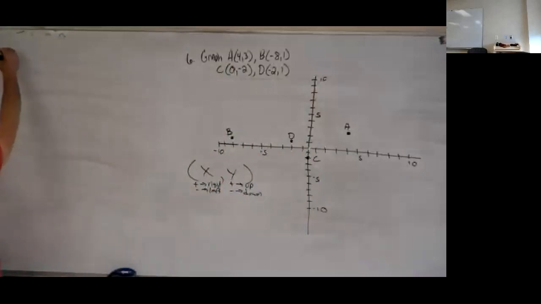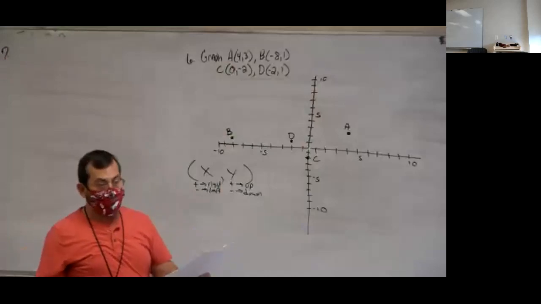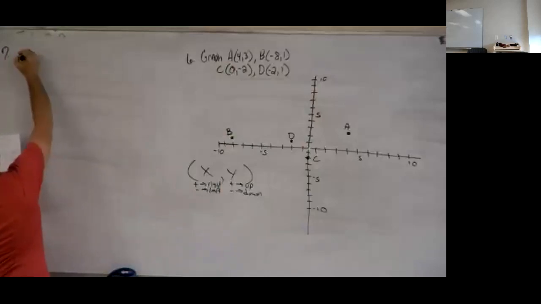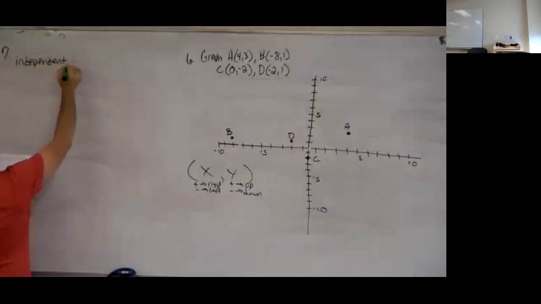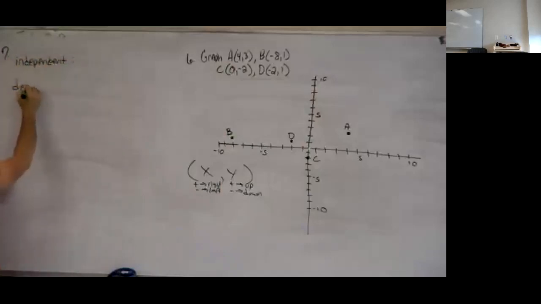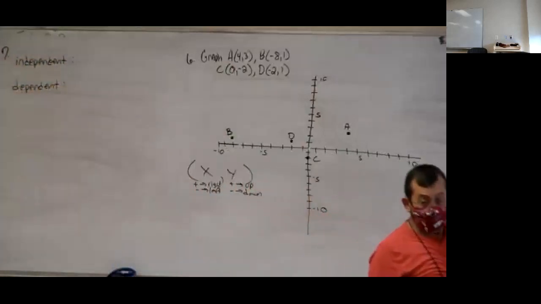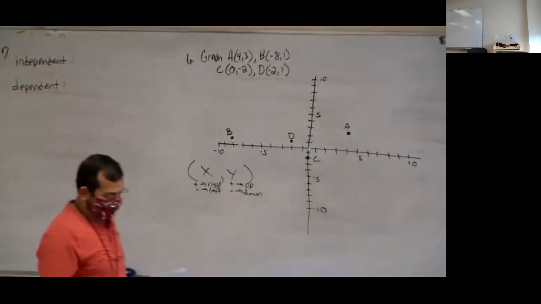All right, for 7, you sort of have to figure out which one's the independent and which one's the dependent. So they want to know which one's the independent and dependent. So let me write down what I'm going to do. Independent variable and my dependent. Remember, the independent can change and be whatever. The dependent depends on what that change was.